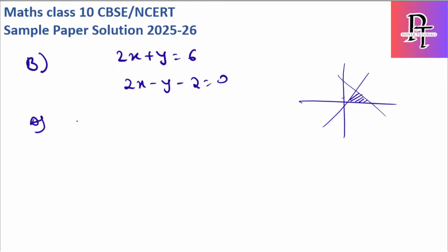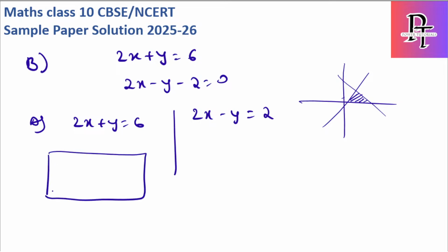So the first equation is 2x plus y is equal to 6. The second equation is 2x minus y is equal to 2. Okay, so for the graph sheet question, what you have to do is keep a box like this and get 2 points first.